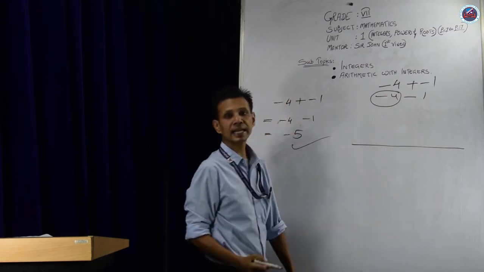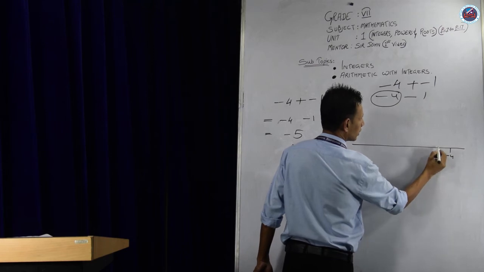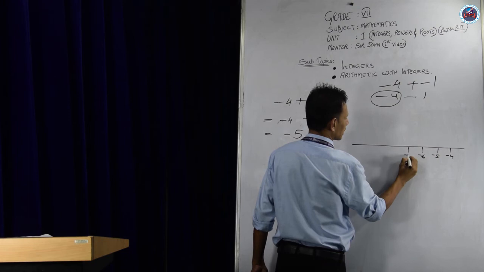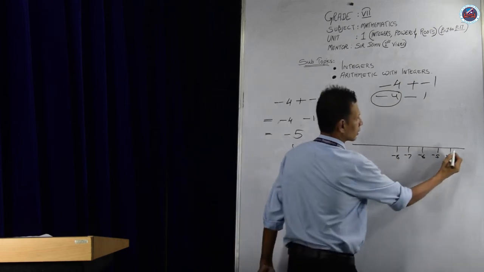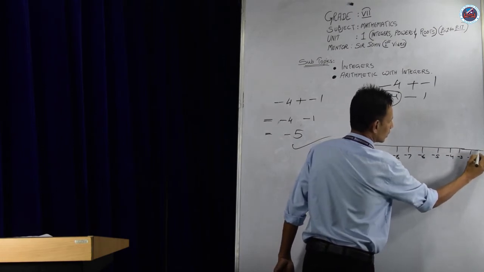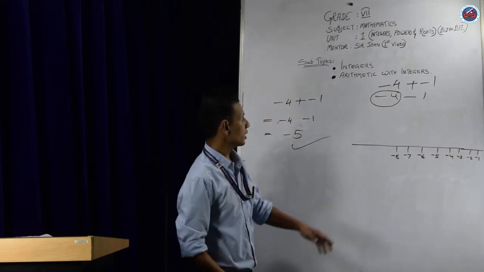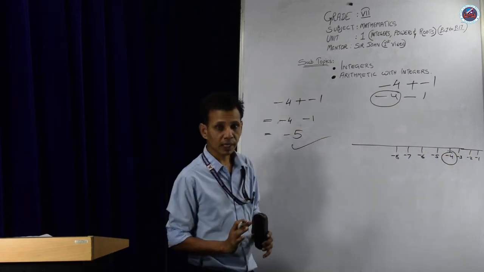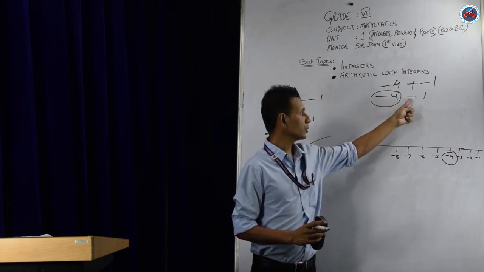What is this? Negative 4. You write it somewhere there. Negative 4, negative 5, negative 6, negative 7, negative 8, and so on. This is the number line. Or you can go like this if you are confused: negative 3, negative 2, negative 1, 0, 1, 2, 3, 4, and so on. Remember negative 4. Where is negative 4? It's here. Now, after negative 4, when you move, what do you get?